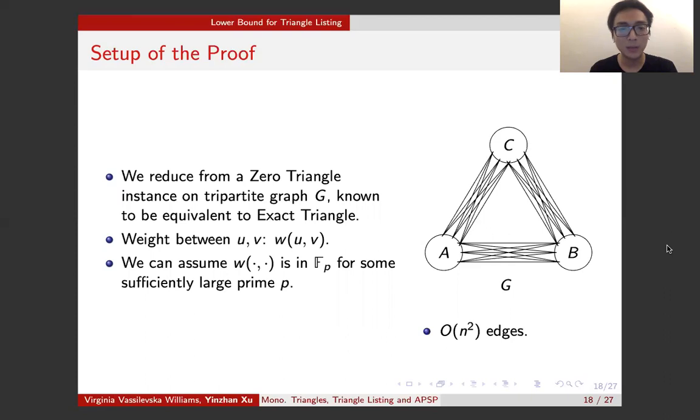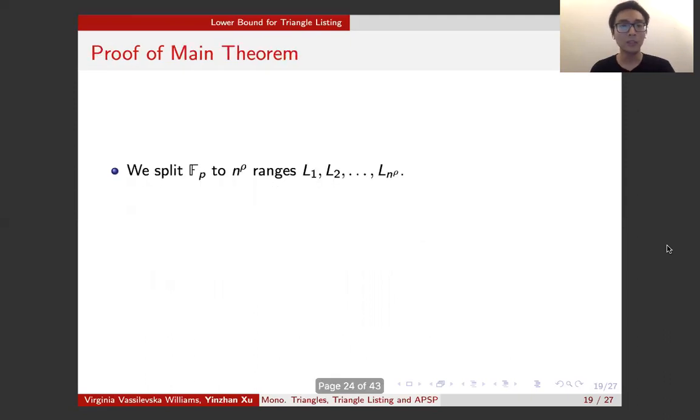Also, we can assume the edge weights are in F_p for some sufficiently large prime p, because we can just take p to be 3 times larger than the maximum absolute value of all edge weights, and that will be enough for us. Okay. The first step is to consider F_p as numbers from 0 to p-1, and we can split these numbers into n to the rho ranges, L1, L2, up to L_{n^rho}. And also, we need to make all the ranges roughly the same size, so they will have size p over n to the rho.